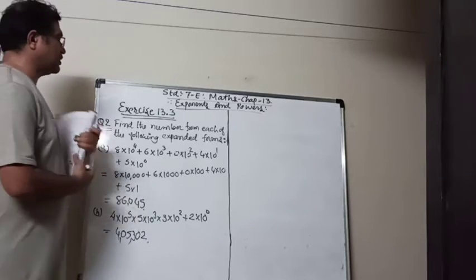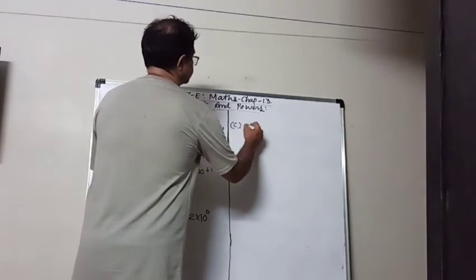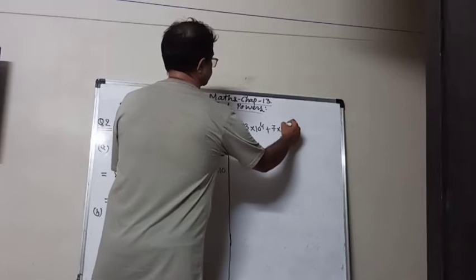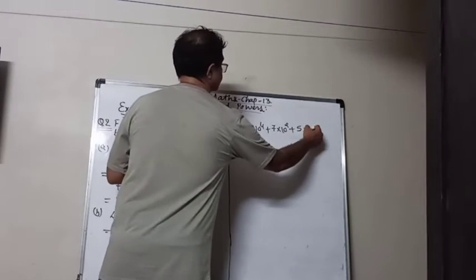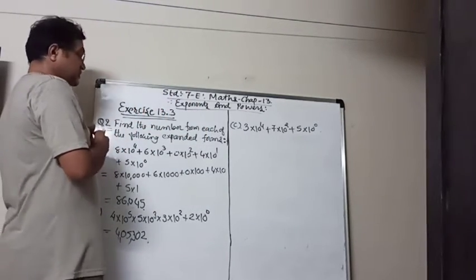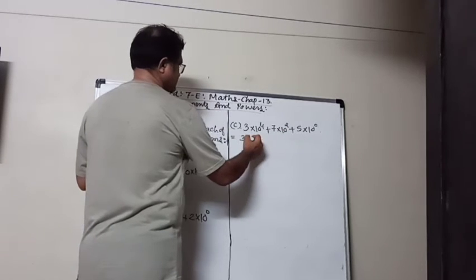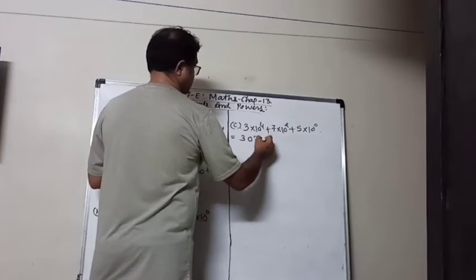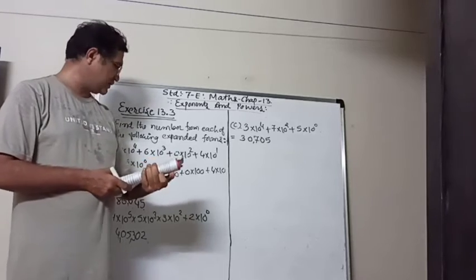Let's see another one. 3 into 10 raised to 4, plus 7 into 10 squared, plus 5 into 10 raised to 0. Here you can see there are lots of missing powers also. So 3 is there. After that it should be 10 raised to 3, but it is missing, so it needs a 0 there. 4, 3, then the 2 power is there. The 1 power is not there again, and then 5. So the answer is 30,705.